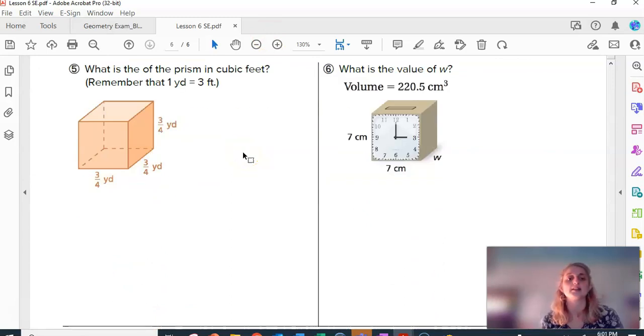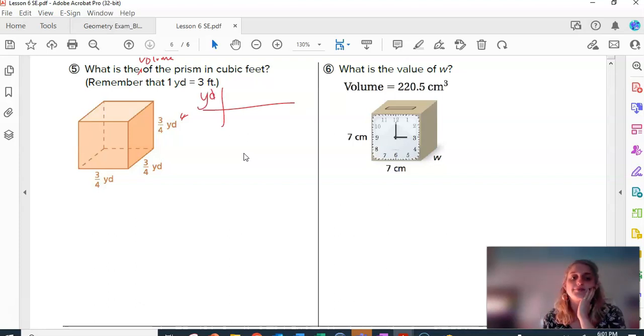Getting to the back. So what is the volume of the, that's supposed to say volume, volume of the prism in cubic feet. Wait a minute. Feet are not what they're given in. So 1 yard is 3 feet. So if you have yards and feet, 1 yard is 3 feet.